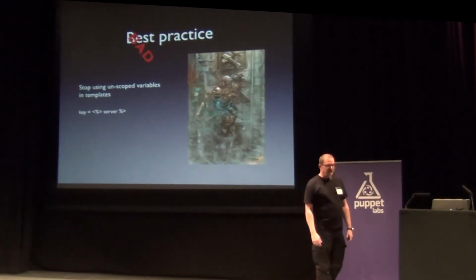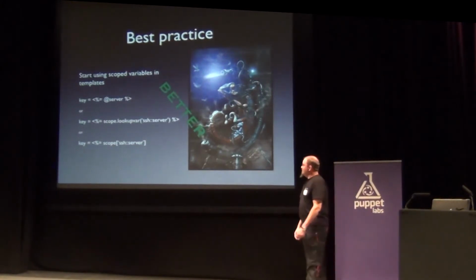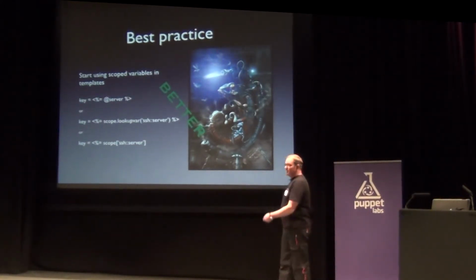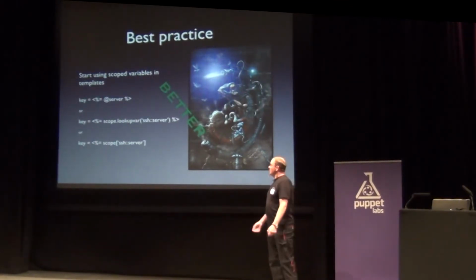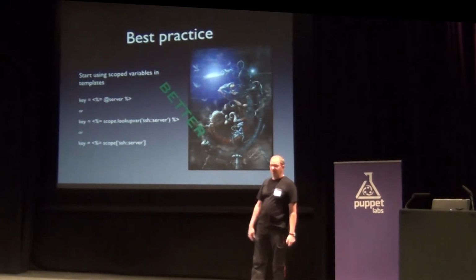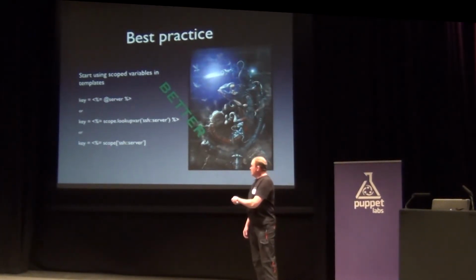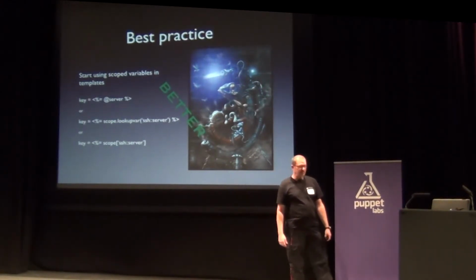And this is deprecated. Nowadays, you have to use either the abbreviation for the scope lookup var function with the at sign. You have other possibilities. You can use the scope lookup var function explicitly and name the variable you would like to have with the full scope. Or within Puppet 3, you can even shorten it by just using scope and putting the variable in brackets.